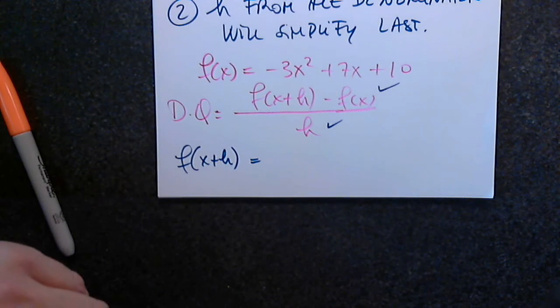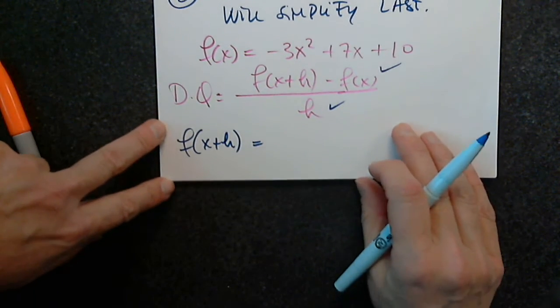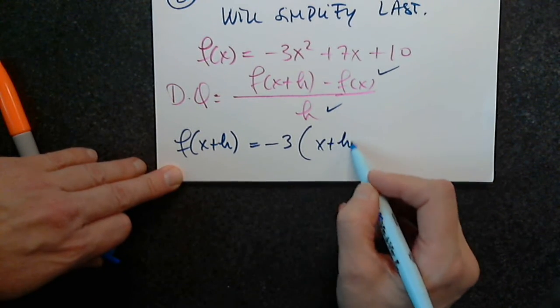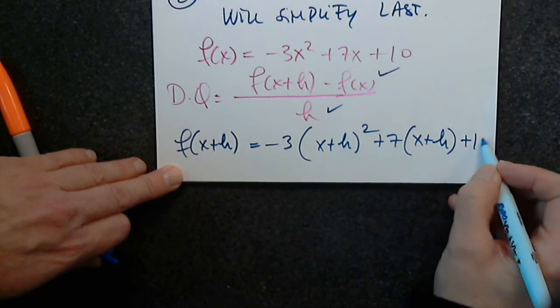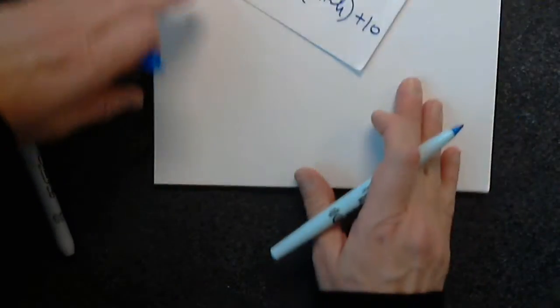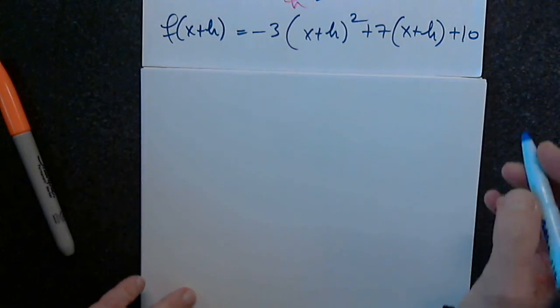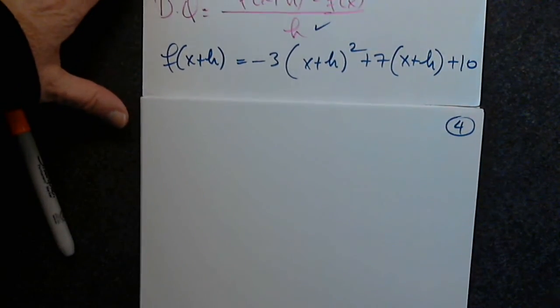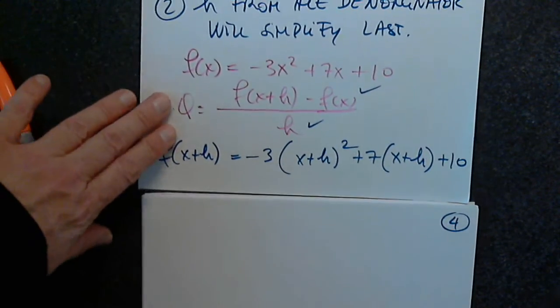This is how we evaluate this function for x plus h. Can anyone tell us what to write? Negative 3, very good, plus 7, x plus h, plus 10. Very good. We have to continue simplifying it. This is good, but it's not good enough. We cannot put it in the difference quotient like that. We're just evaluating.